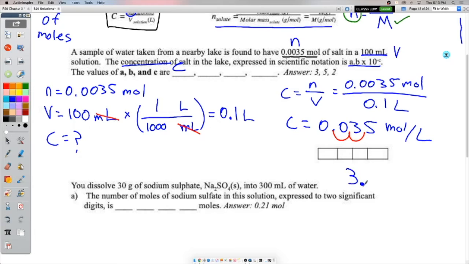3 point to 2 sig digs, or to A point B, 3.5. There's my A point B times 10 to the power of, how many times did I move the decimal? I moved it twice. So 3.5 times 10 to the 2, but don't forget this is a small number, right? We're actually going to be dealing with quite a few small numbers in our chemistry unit. So it's not times 10 to the 2, it's times 10 to the negative 2, right?